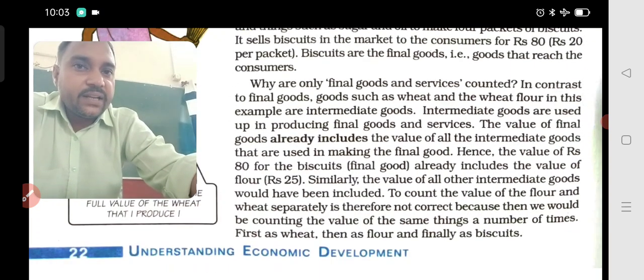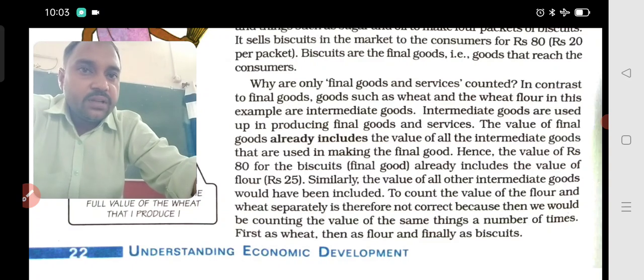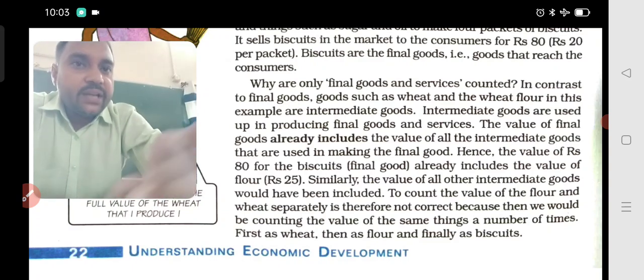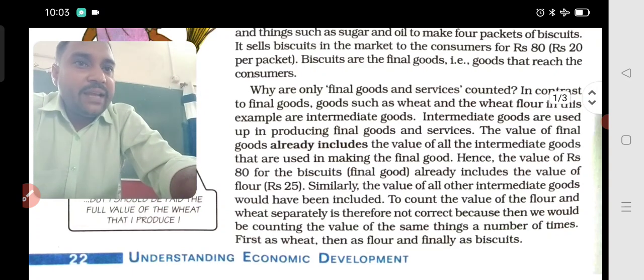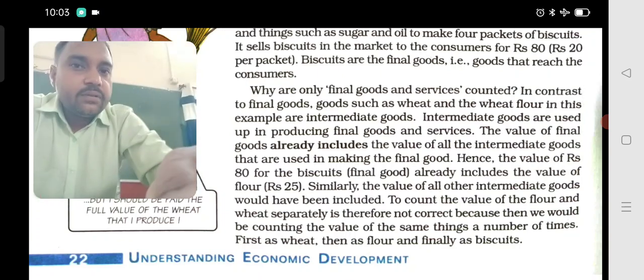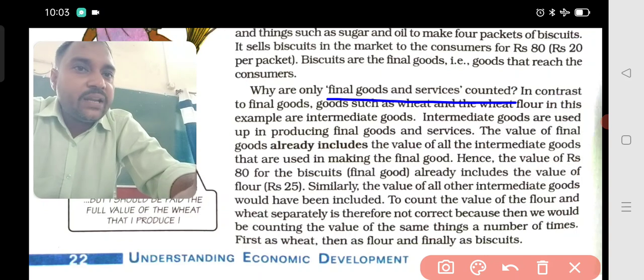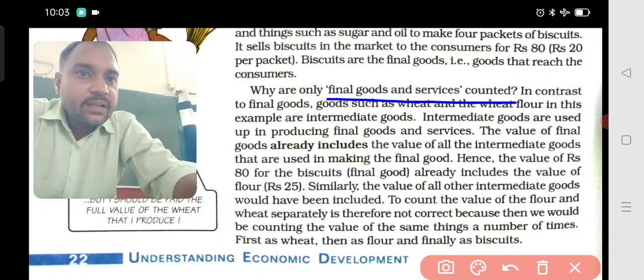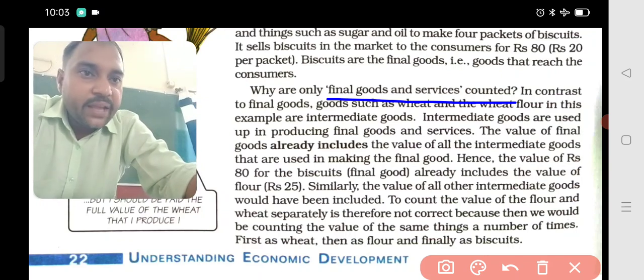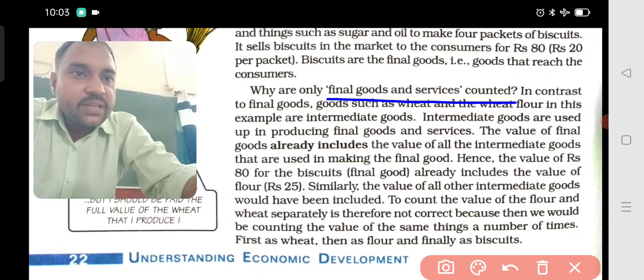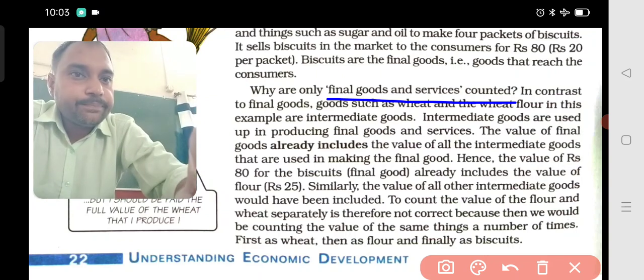This is the final passage from this page. Let's read it. Why is only the final value of goods and services counted? It is simply to avoid the problem of double counting. In contrast to final goods, such as wheat flour, is an example of an intermediate good. This is the same process I made you understand. The same example is written here.